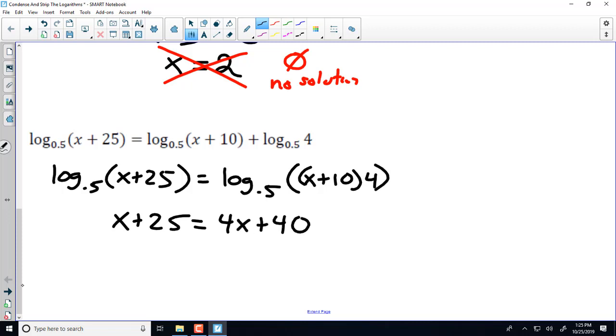Okay, subtract x from both sides. That will give me a 3x over here. Subtract 40 from both sides. That will give me a negative 15 over here. Divide both sides by 3, and I'll get x equals negative 5.